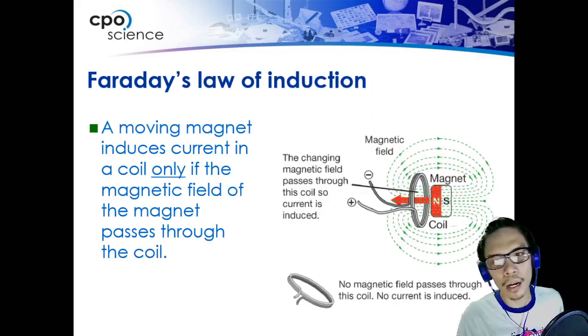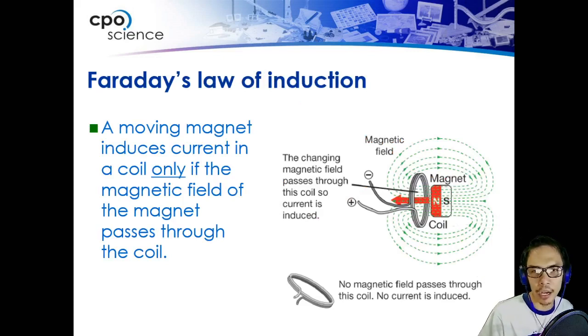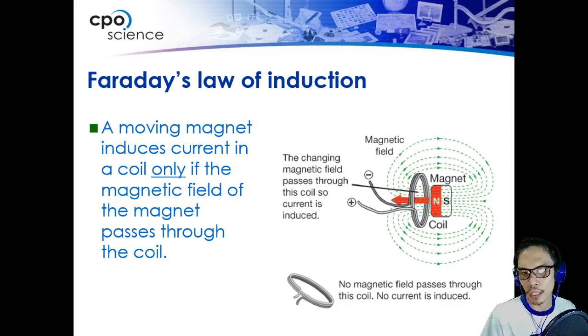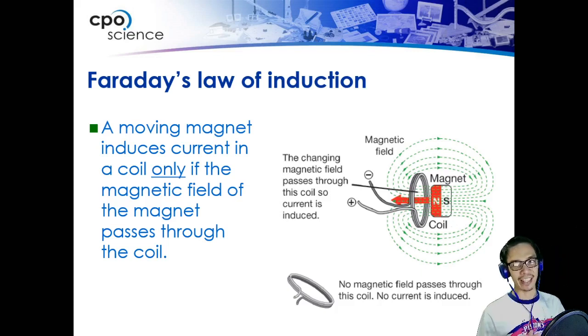Okay, so what is another idea about this law of induction, or this electromagnetic induction? According to Michael Faraday, a moving magnet induces current in a coil of wire only if the magnetic field of the magnet passes through the coil. That is what he observed in this particular process, a very simple idea. By moving the magnet into the coil of wire, you create electricity. That's it. Very simple and world-changing idea.